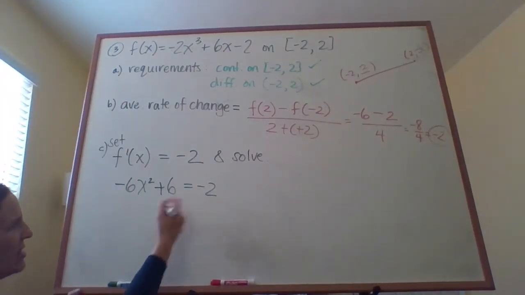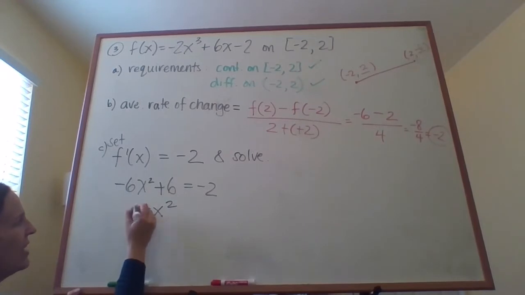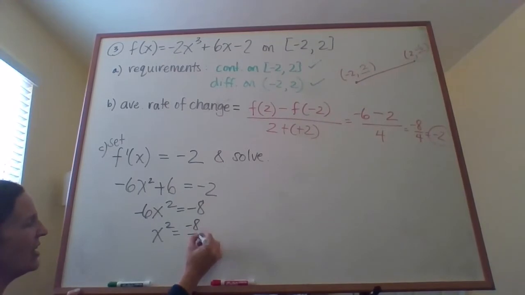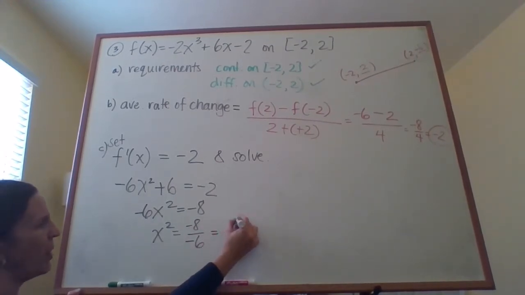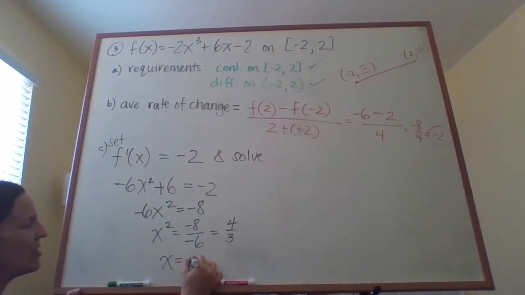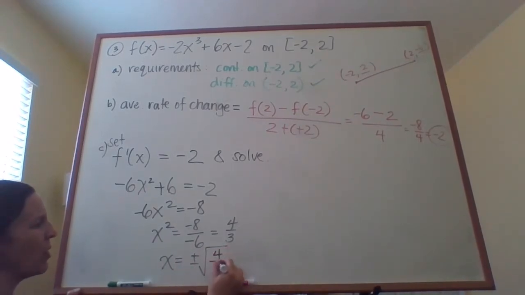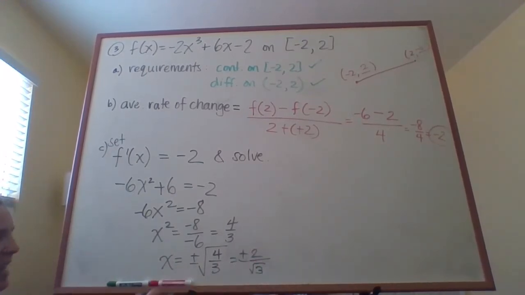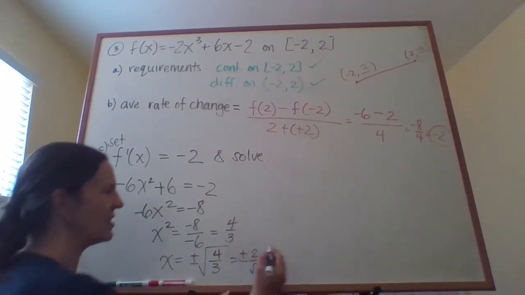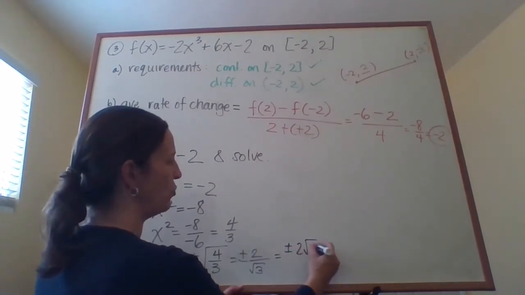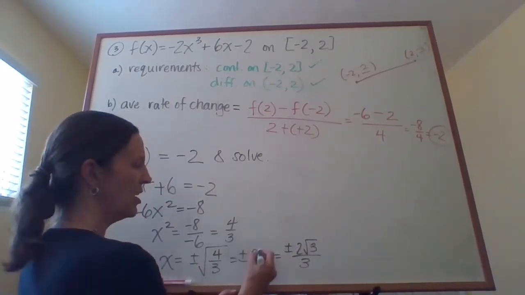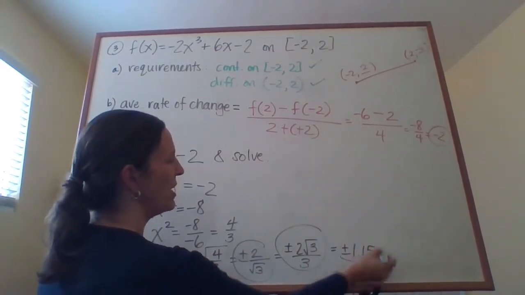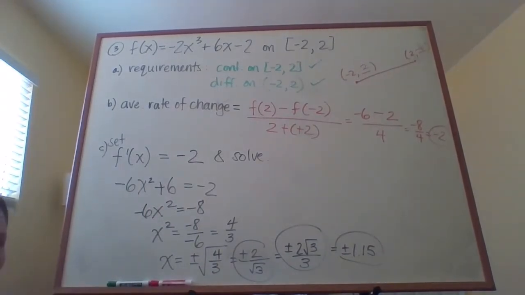If I solve this and I subtract 6, I get negative 6x squared equals negative 8. That means x squared is negative 8 over negative 6, which is positive 4/3, which means when I solve for x, I get plus or minus the square root of 4/3, or plus or minus 2 rad 3. I didn't specify that you needed to rationalize it. Some of you wrote plus or minus 2 rad 3 over 3. That's also correct. So I was fine with this answer. Some of you gave me the decimal, plus or minus 1.15. I would take that one as well.